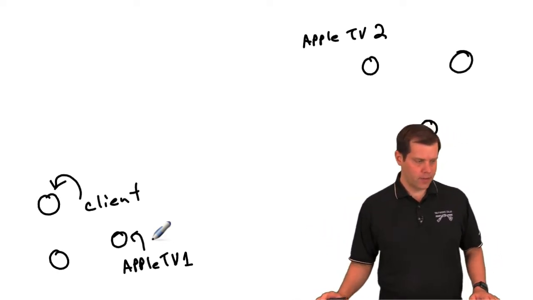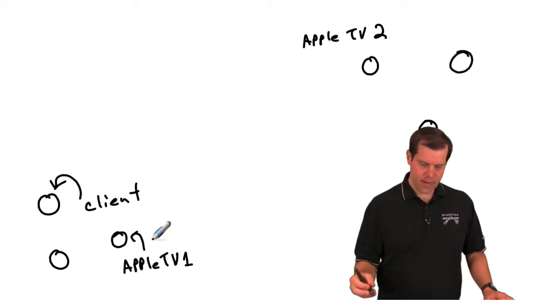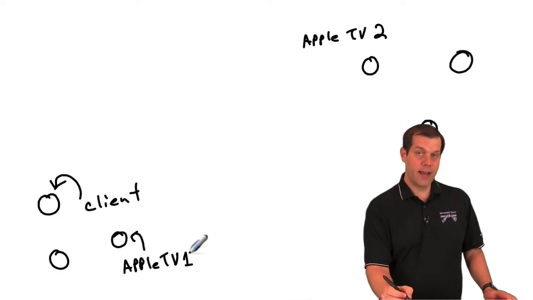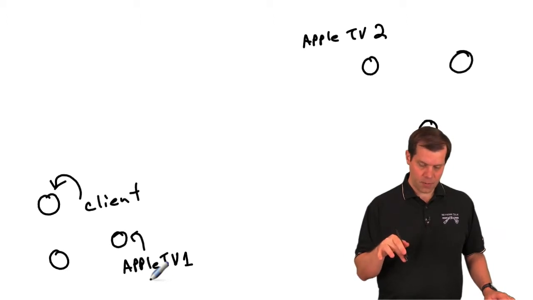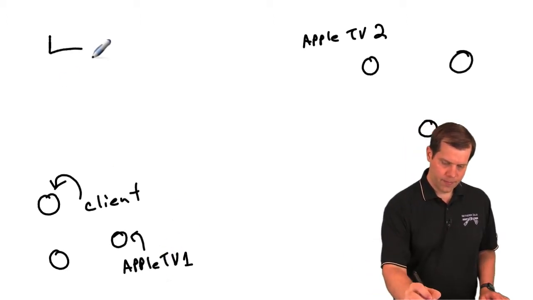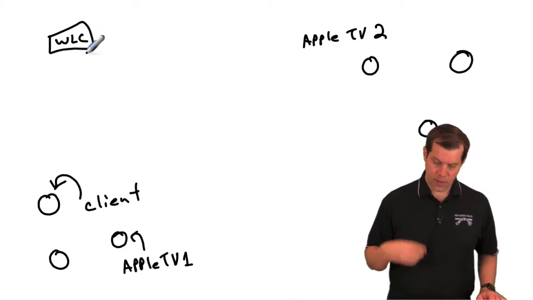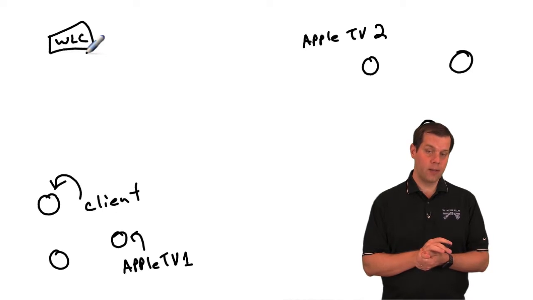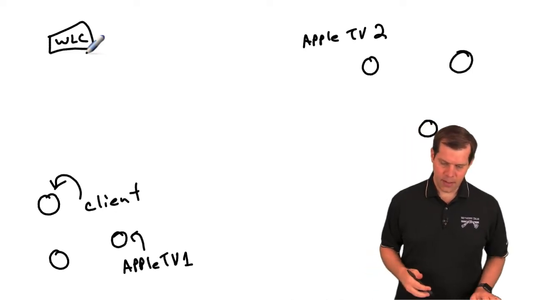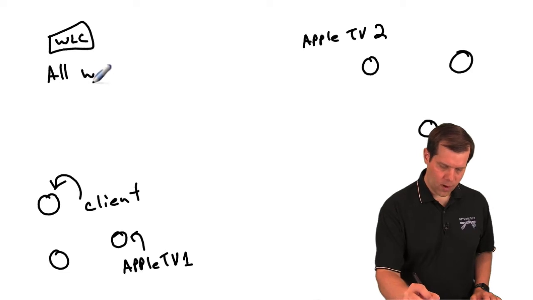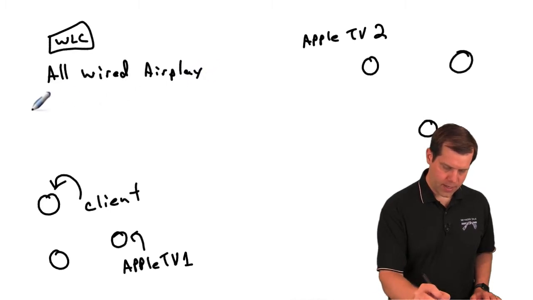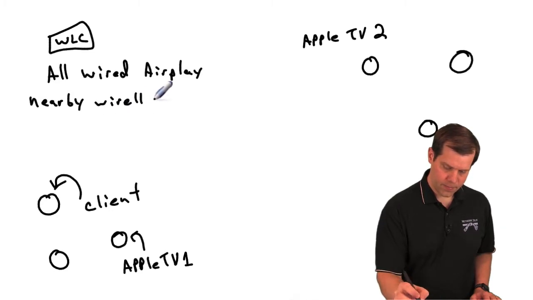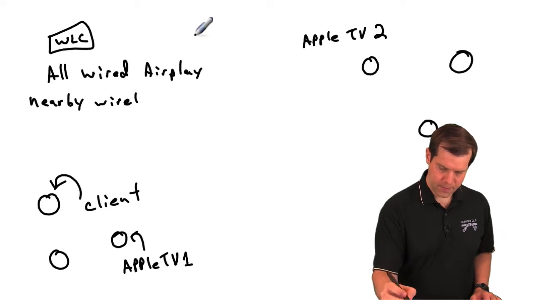If I turn on LSS, or location-specific services, the idea is that when my client asks for a service, let's say it asks for the AirPlay service, and I turn LSS on for the AirPlay service, then when my controller decides what to respond with to this request, it'll advertise all wired AirPlay, and then nearby wireless. There aren't two L's in wireless.